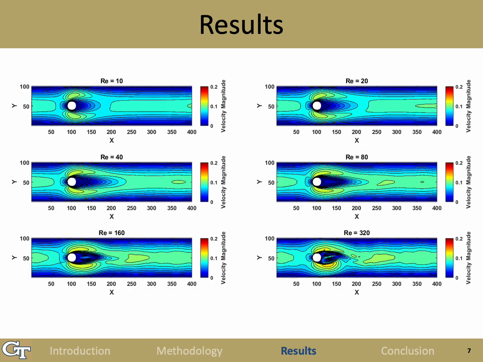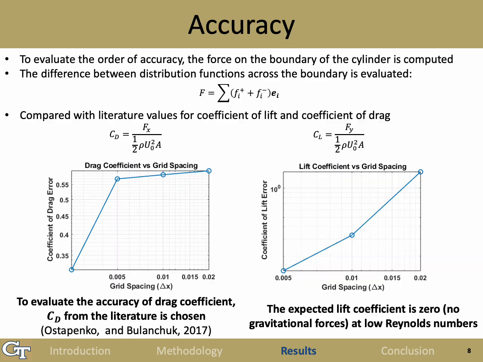This figure further shows the solution for a Reynolds number ranging from 10 up to 320. It can be seen that after a Reynolds number of 40, you do get to see an uneven distribution across the cylinder in the y direction.